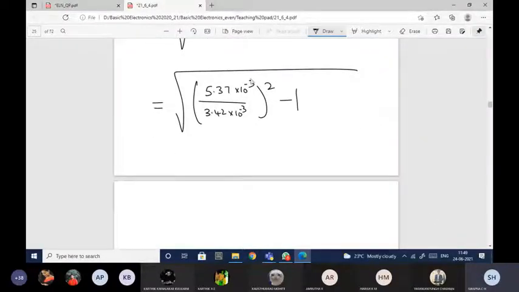Anyway, this and this will get cancelled, so we will be left with just simplifying this. Tell me, hope you all know how to use the calculator, right? Yes, ma'am. Okay. So gamma will be 1.21, right? If you check these values, the efficiency and ripple factor will be almost the same. Okay, that's all for now.